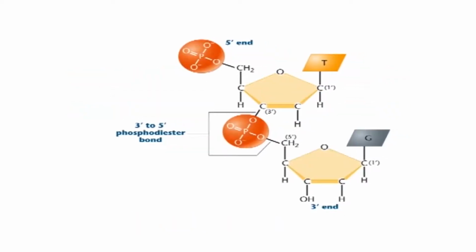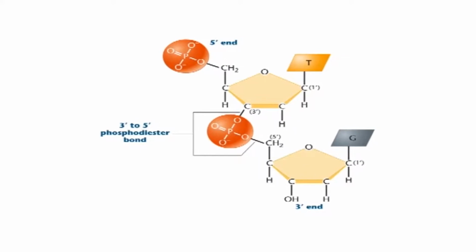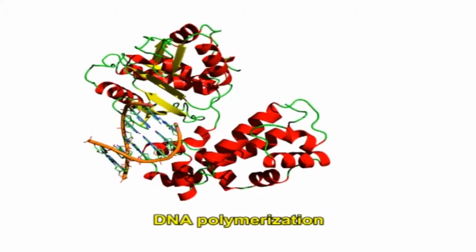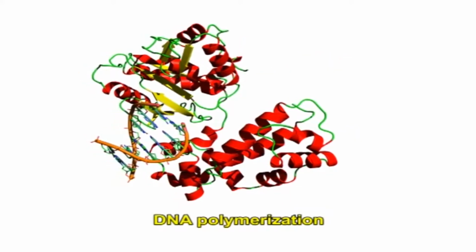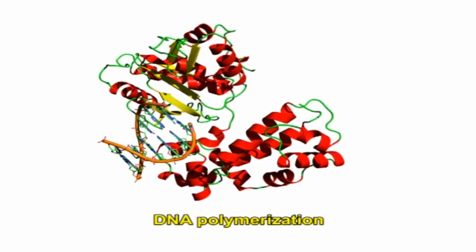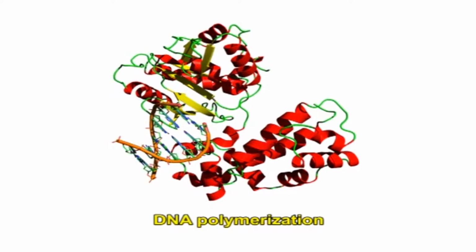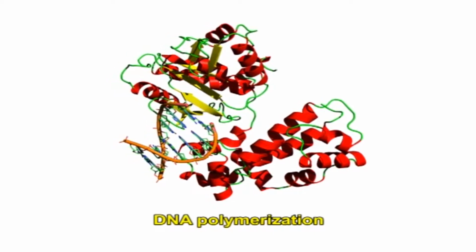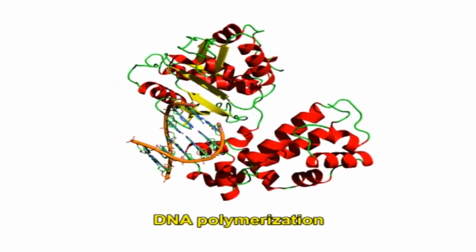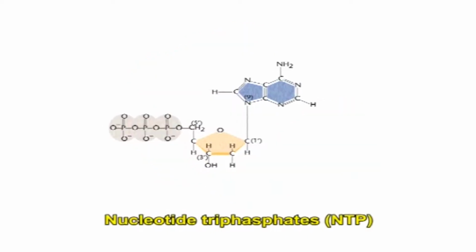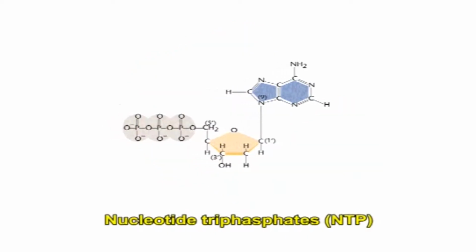The energy that is needed for this process of DNA polymerization generally comes from the hydrolysis of the high energy phosphate bonds which lie between the 3 phosphates that are attached to each of the unincorporated nucleotide triphosphates. They are nothing but the NTPs.